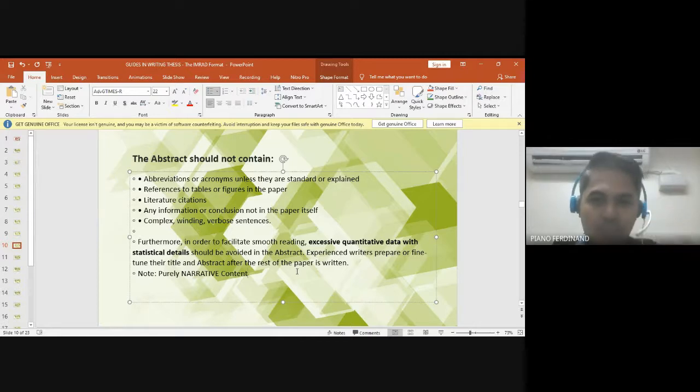Okay? Experienced writers prepare or fine-tune their title and abstract after the rest of the paper is written. So, one last thing about an abstract, purely narrative content po dapat yung ating abstract. Puro words, and only few numbers are going to be used.